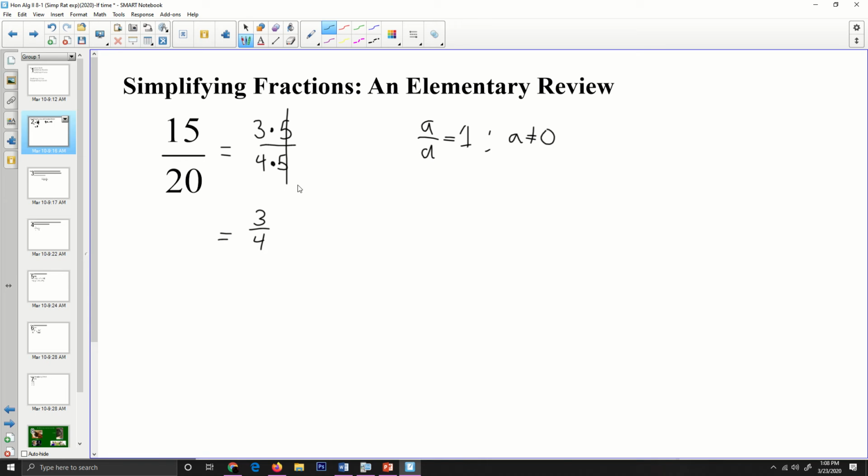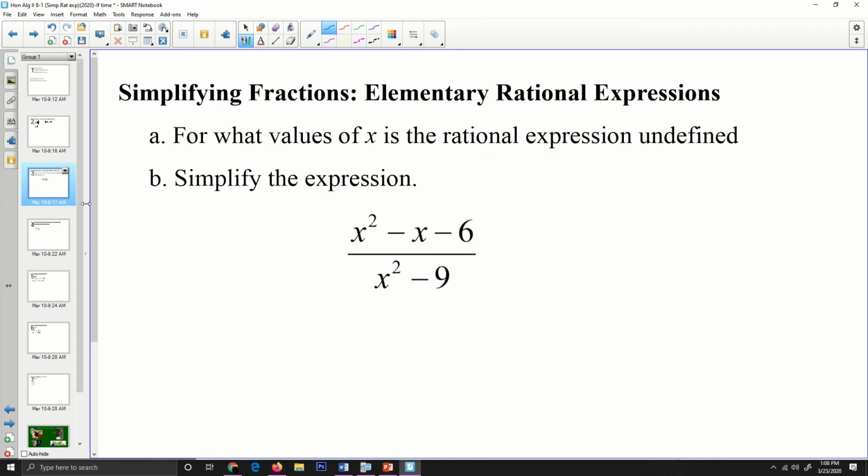Now, when we have rational expressions, we are essentially going to do the same thing. So, simplifying fractions, elementary rational expressions. For what values of x is this rational expression undefined? And then they're going to ask us to simplify it. So if I'm going to answer part A, what values of x make this rational expression undefined? Well, it is undefined whenever you have a division by 0.